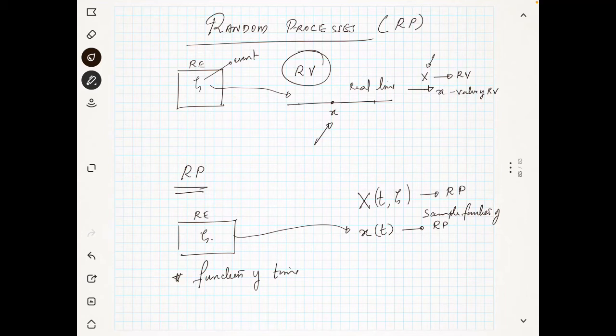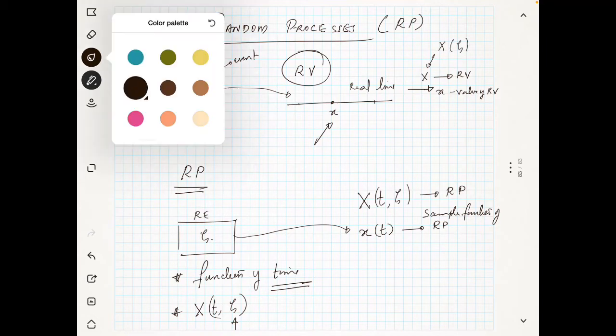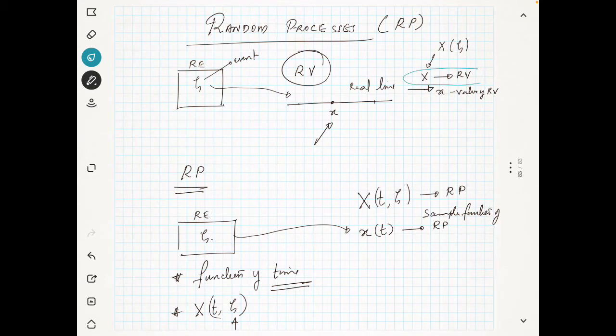So it is a function of time. Basically it is a function of time. So usually it is represented by x of t comma zeta. To avoid this confusion, you have seen here this random variable is also usually represented by x of zeta, but we will be using only a notation that is x. Similarly, instead of this x of t comma zeta, we will be generally using x of t. So x of t is a random process.